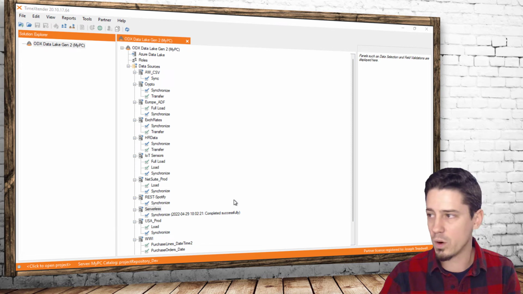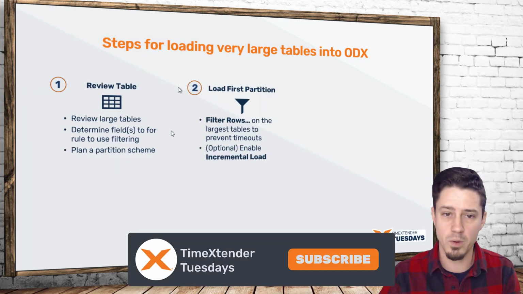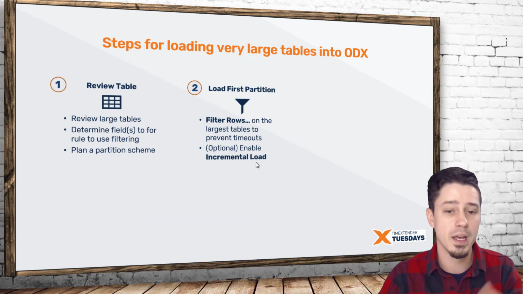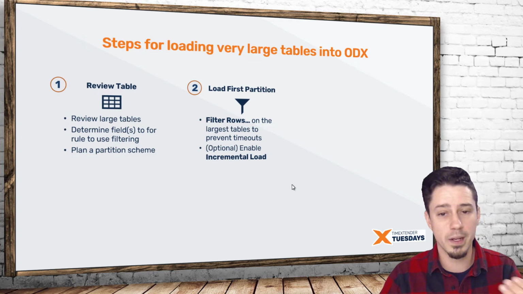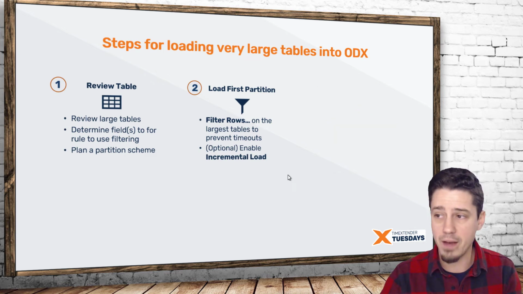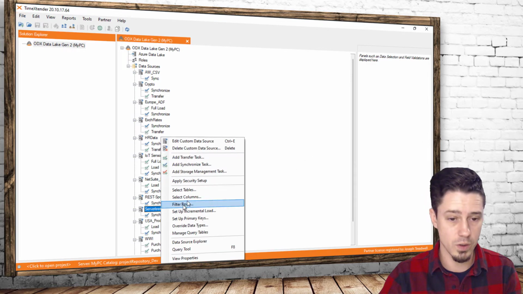Let's go back to our slides so we know. Here we go. So the first step is reviewing the table. The second step is loading that first partition. So we filtered rows and we enabled incremental load. So we want to now go ahead. I'm going to create a task to load in that very first partition. All right, so let's go ahead and add a task.